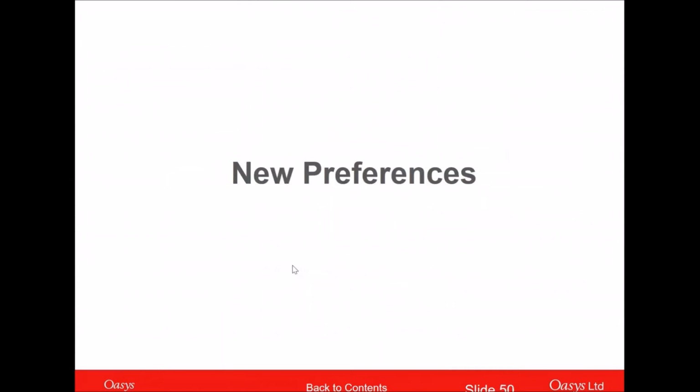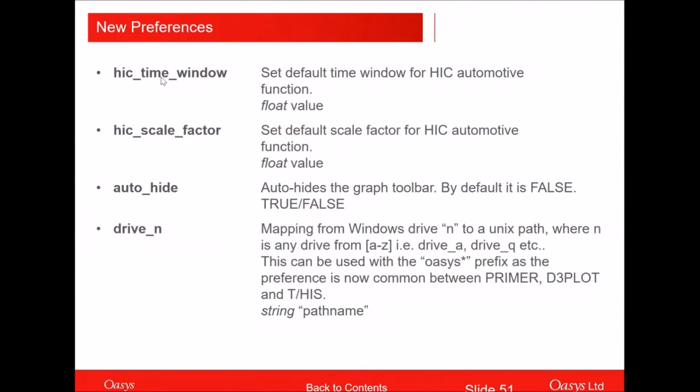While I'm on the topic of preferences, there's a couple of popular preferences that have been added to THIS, so I'll cover those as well. The HIC time window and scale factor can now be set in your OA pref file. Then you can put the auto hide on, which allows the top part of the graph to be hidden. Really useful if you're creating output, just reduces the amount of white space. Lastly, if you're someone who uses Windows and Linux drives, we now have the drive N supported in D3PLOT and THIS, which allows you to set up your drive mappings.